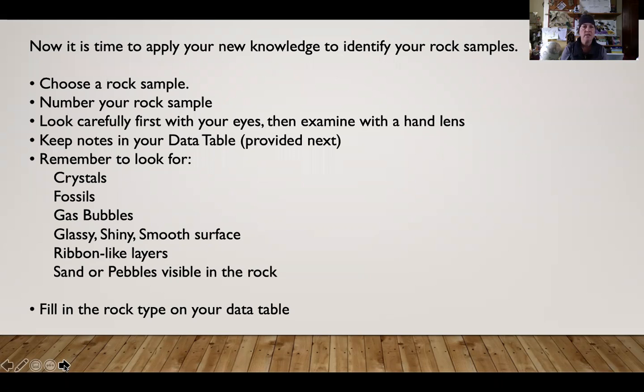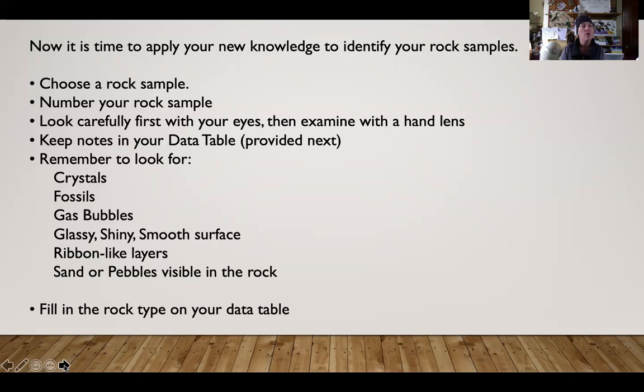So number your rock sample. Now with each rock, you want to look very carefully, first with your eyes, and then after you look at it with your eyes, hopefully everybody has a magnifying glass, because this magnifying glass is a great tool for seeing things a little bit closer. So you're going to examine it with the hand lens, and then you'll start keeping notes on your data table. I'm providing that next, so you'll have a copy of that.